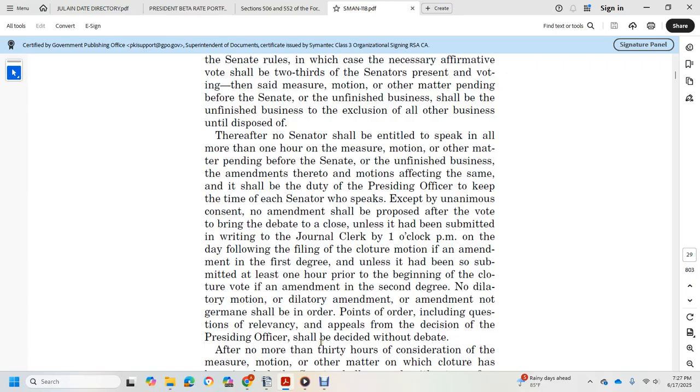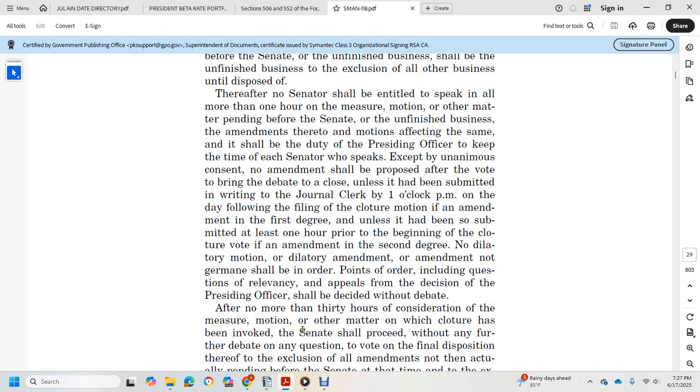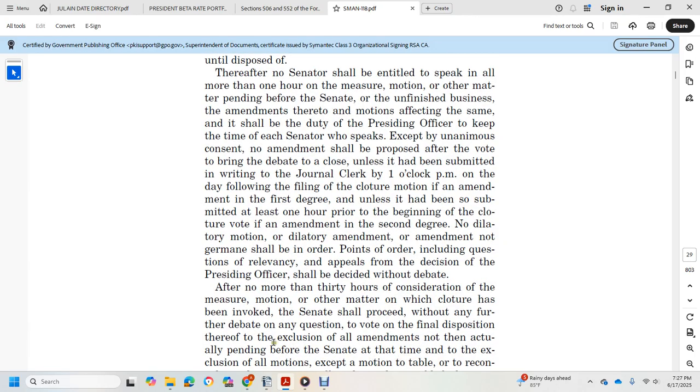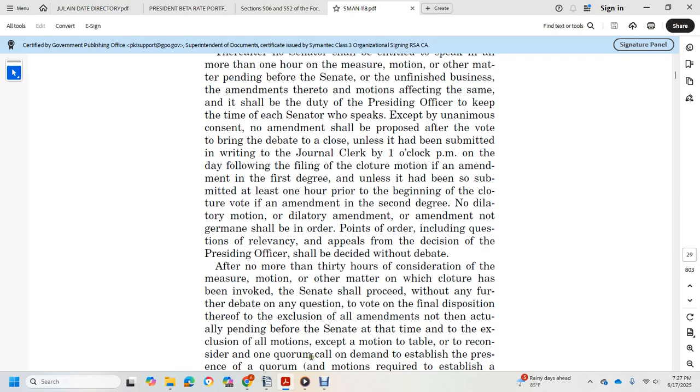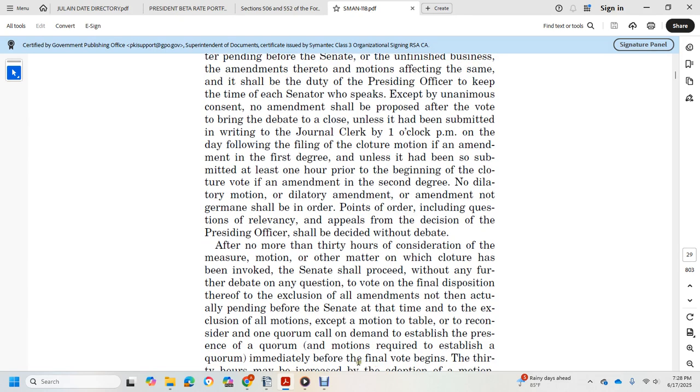After no more than 30 hours of consideration of the measure, motion, or other matter on which closure has been invoked, the senators shall proceed, without any further debate, to the question and vote and the final disposition thereof, to the exclusion of all amendments not then actually pending before the Senate at the time, and to the exclusion of all motions except the motion to table and to reconsider, and one quorum call on demand to establish the presence of a quorum, and motions required to establish a quorum immediately before the final vote begins.